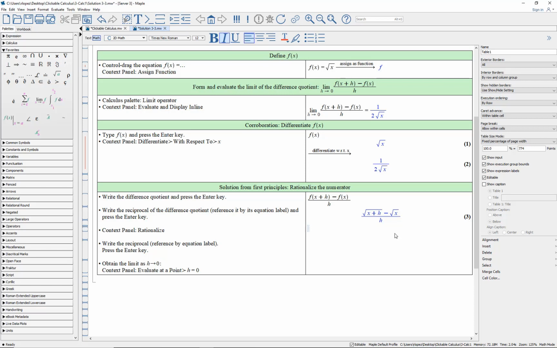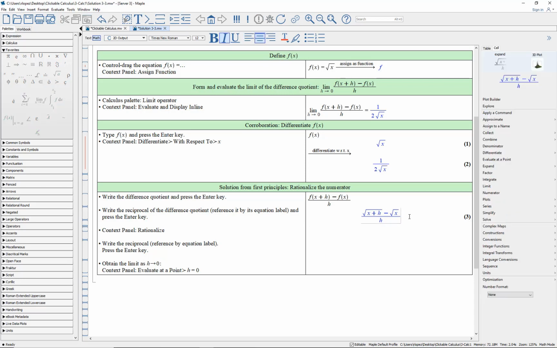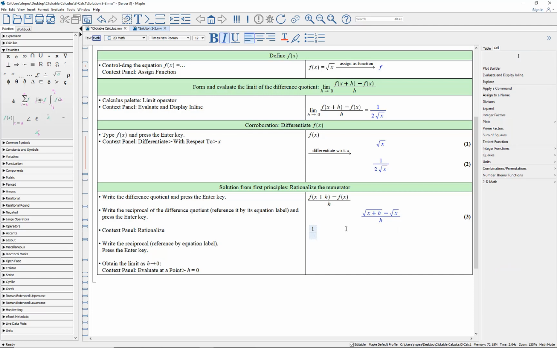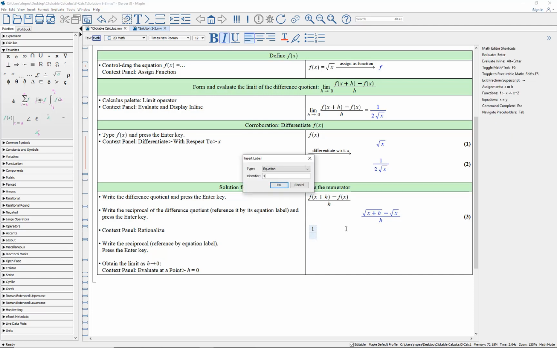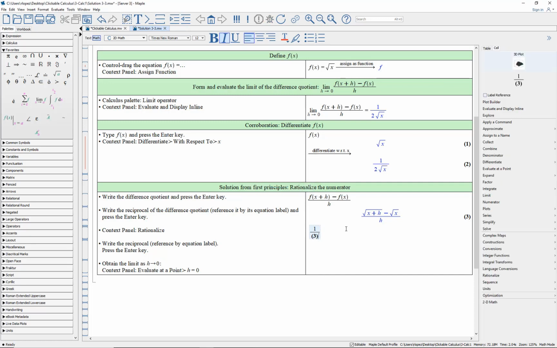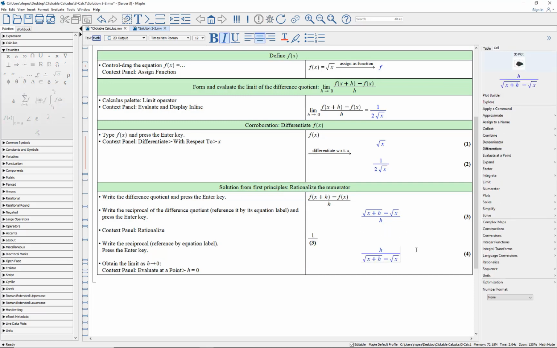Well, the secret trick is rationalize the numerator. Maple does not have a rationalized numerator. It has a rationalized denominator. So let's make the numerator become the denominator by taking the reciprocal. So 1 over Control L3, then rationalize that.